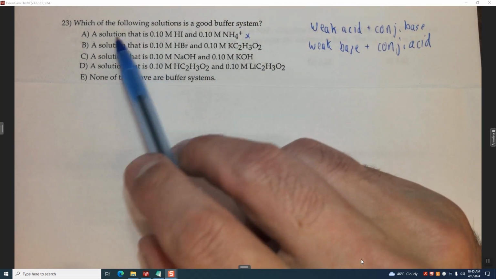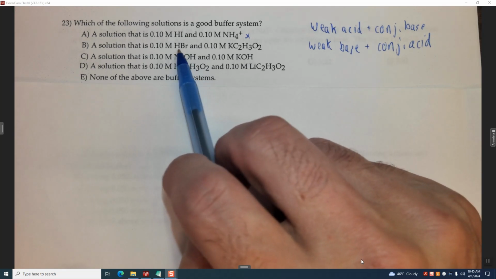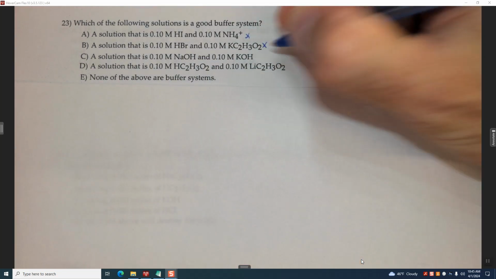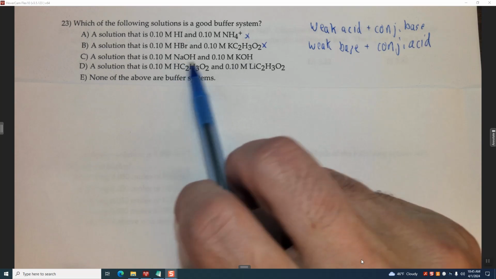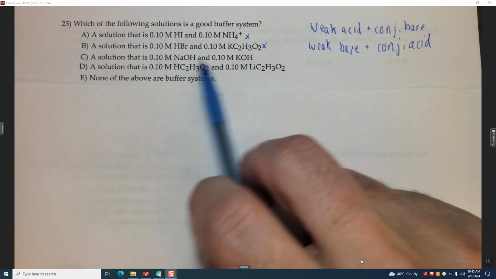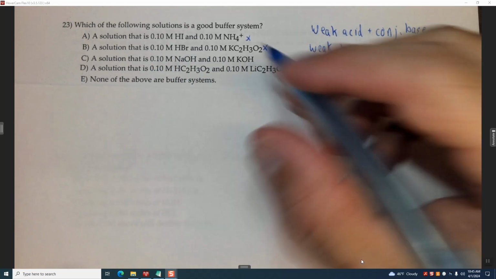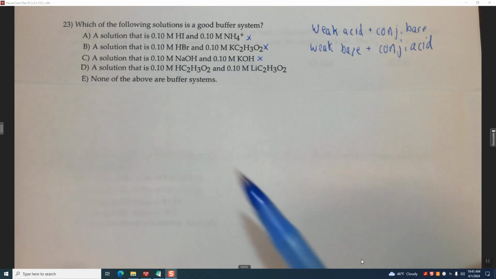All right, choice number 2, or B, is the same thing. You have a strong acid, HBr. Strong acids are not going to make good buffers. In letter C, let's take a look. We have a strong base and another strong base. This would be good for making Drano, although it's not concentrated enough, but this is not going to make a buffer, because you have 2 strong bases.